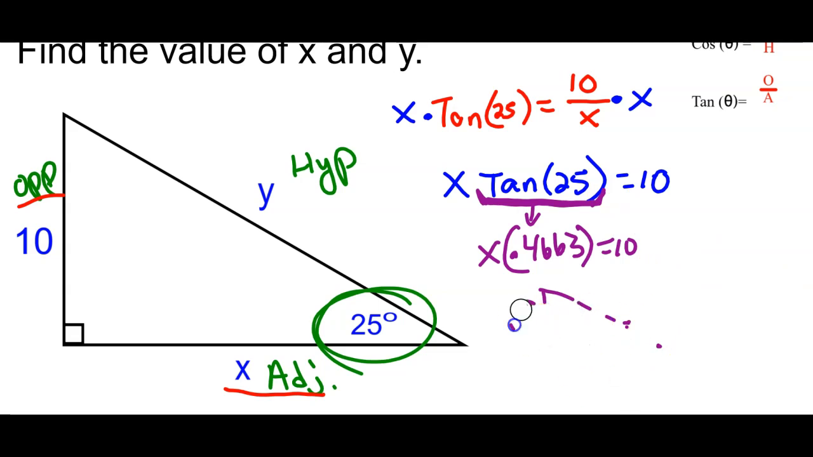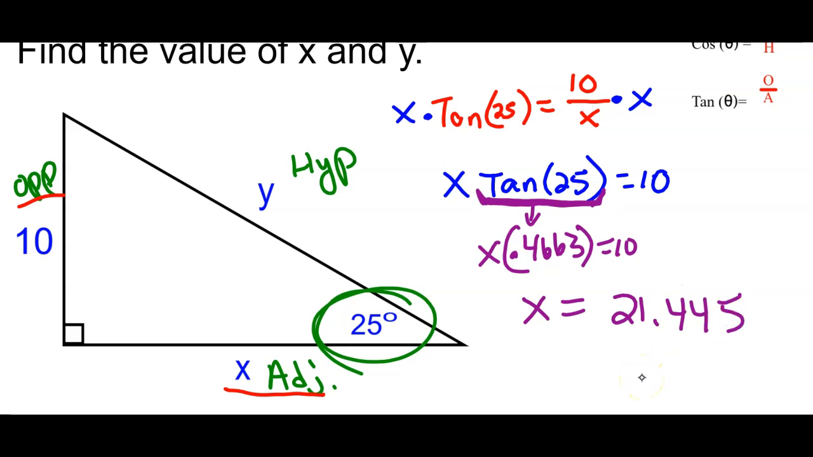Let's get this all out of our way. So to solve it, we're going to divide both sides by 0.4663. And that gives you x equals 21.445. So that's our value for x.